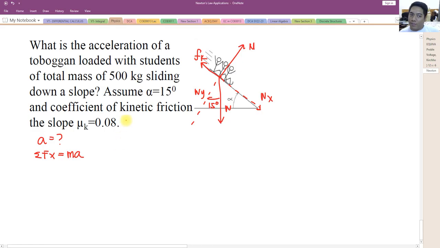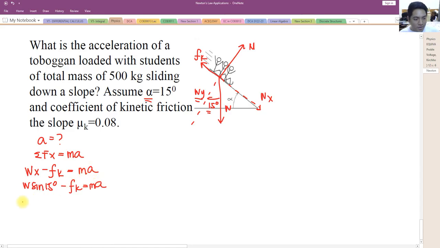Okay, we have ma. The problem doesn't state constant velocity, so we have ma. So summation of Fx: we have Wx minus the kinetic friction equals ma. For the Wx, we know that that would be sine, because this is the adjacent side of the W, adjacent to the angle, so this would be cosine, and this one should be sine. So we have W sine of 15 degrees. That's the alpha. Then Fk equals ma.